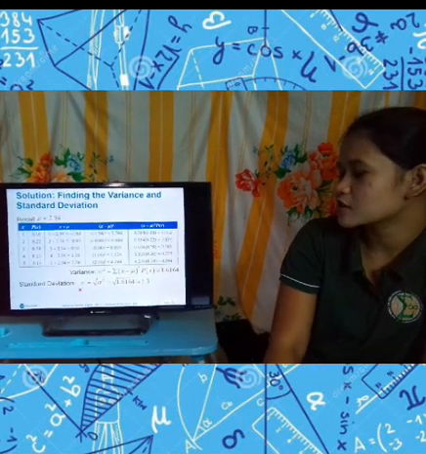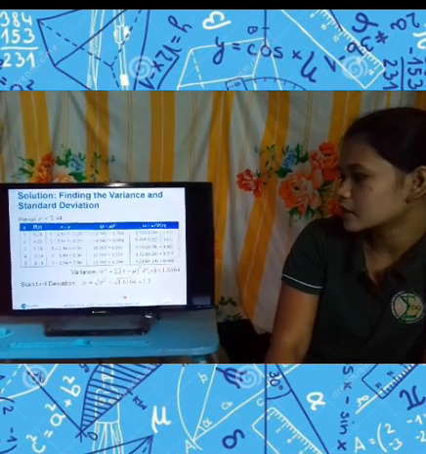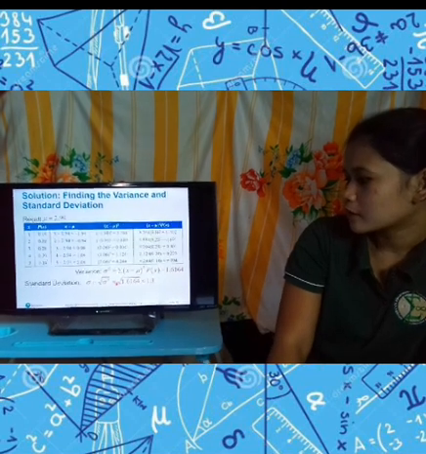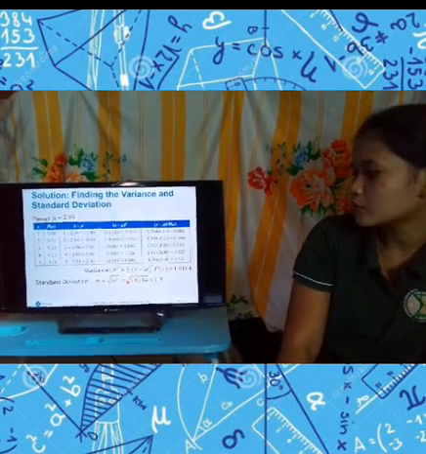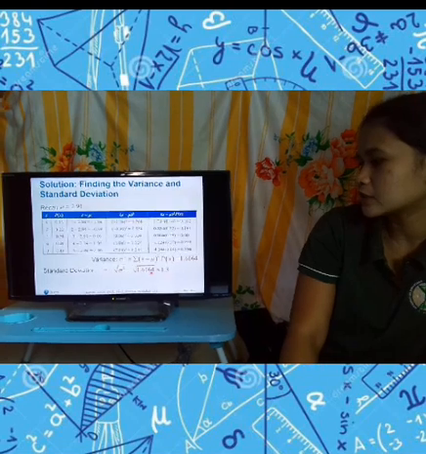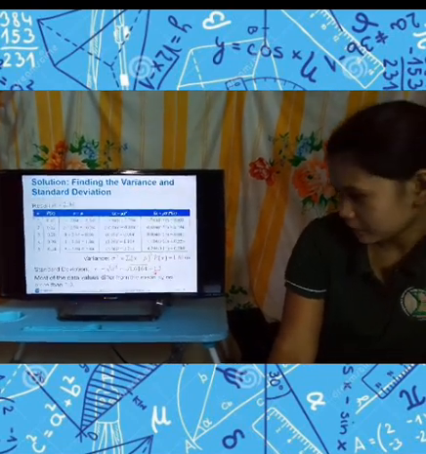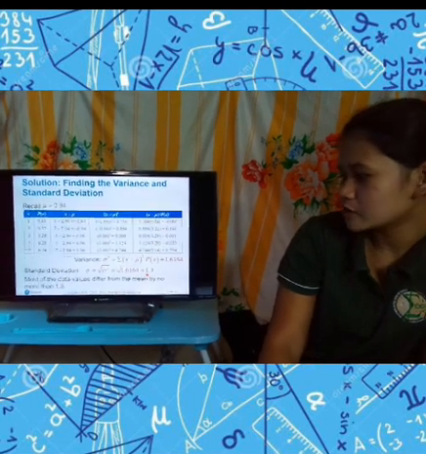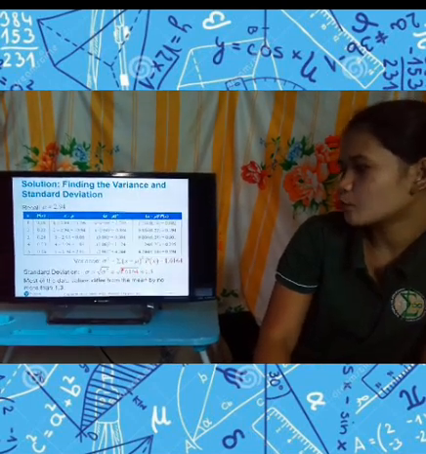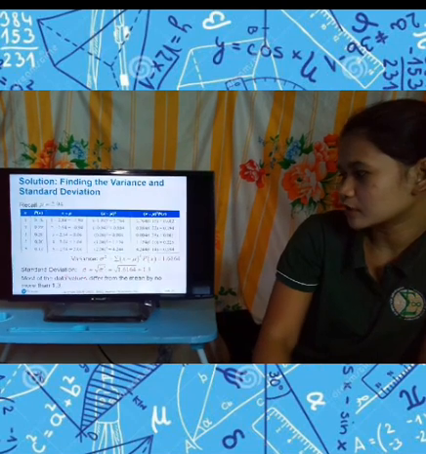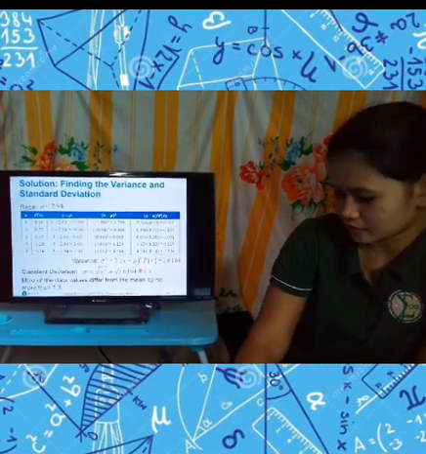And now, let's proceed in finding the standard deviation using the formulas. Standard deviation is equal to the square root of variance, which is equal to the square root of 1.6164, which is approximately 1.3. Most of the data values differ from the mean by no more than 1.3. So that is the standard deviation.